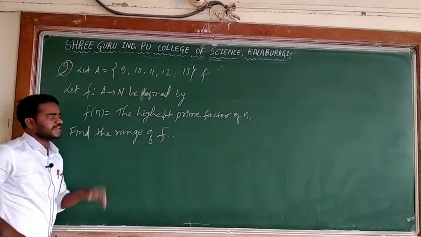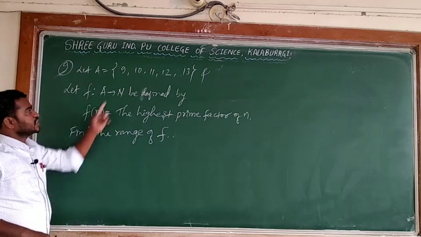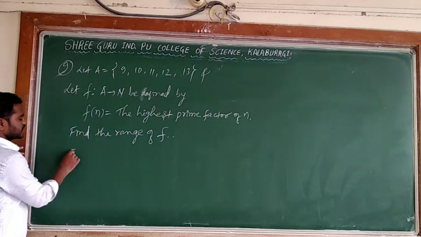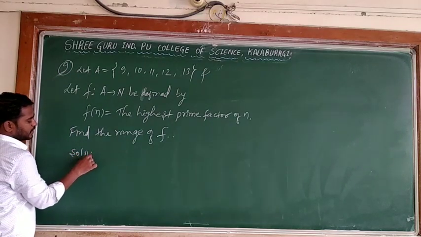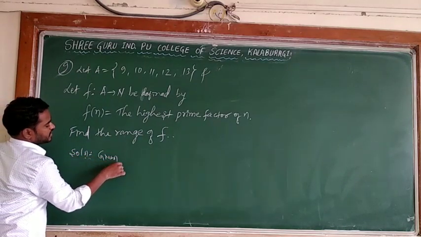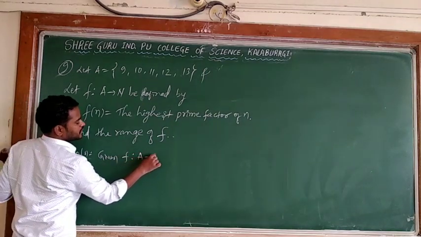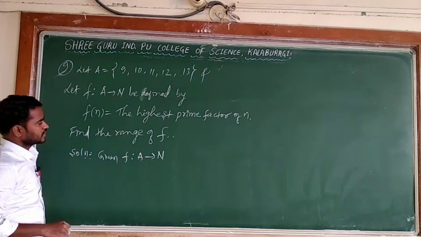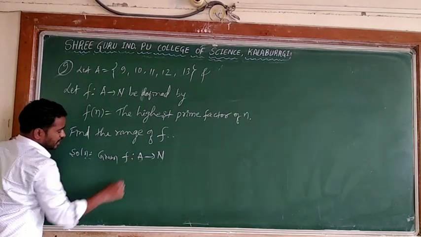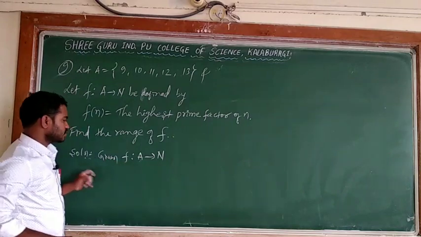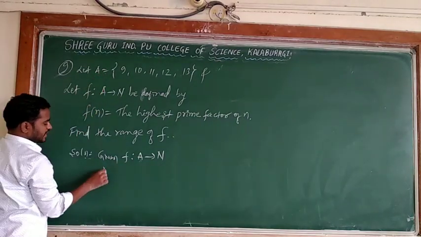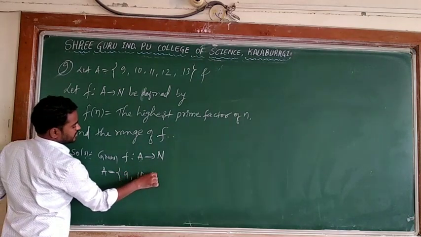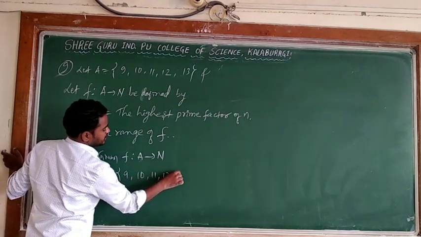He is asking to find the range of that. Range means the image of these, the values I will get. Solution: we have a function f from A to N, where A is the domain and N is the natural numbers. So what is A? A has the numbers 9, 10, 11, 12, 13.